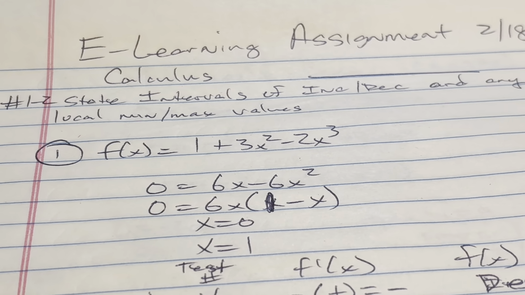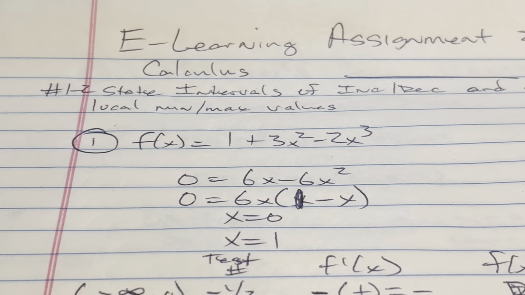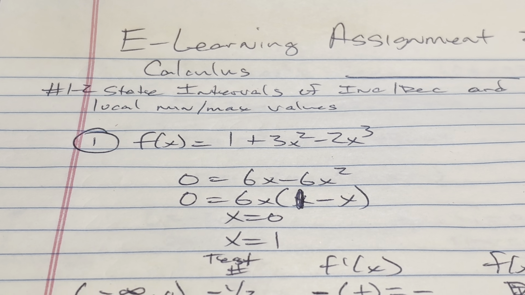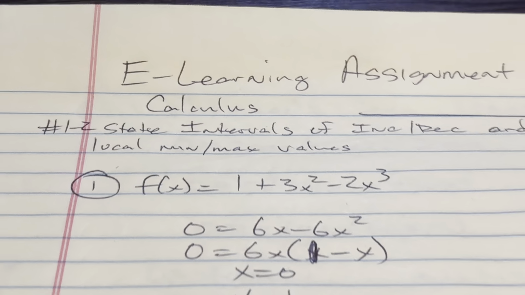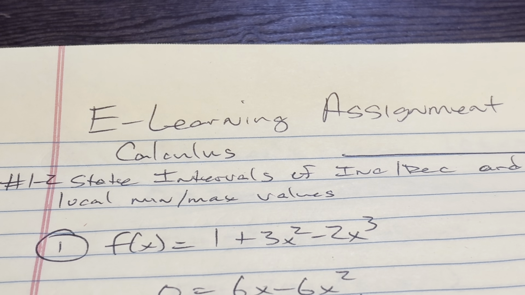All right, calculus. For numbers 1 and 2, you're going to state the intervals of increase and decrease and any local min or max values. This is all just the first derivative test, okay? So you have f of x is 1 plus 3x squared minus 2x to the third. See if you can take the derivative of that and set it equal to 0 and solve that. Or you can wait a few seconds and see.